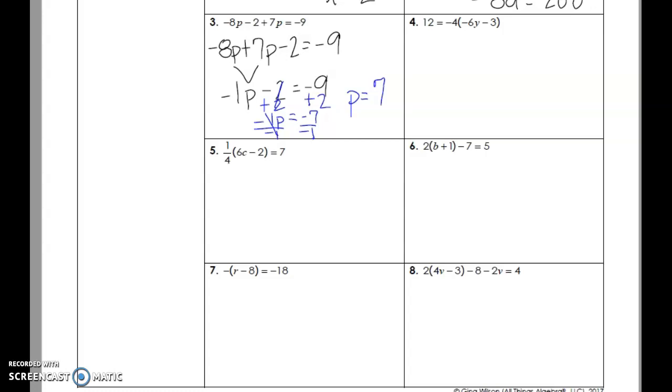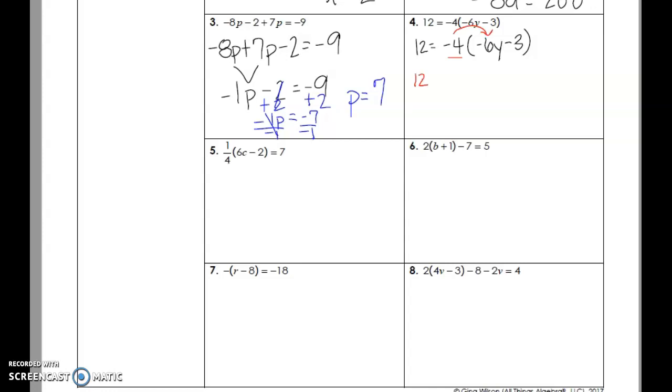Let's look now at number 4. 12 equals negative 4 times negative 6y minus 3. Now we're going to use our distributive property. Remember, you multiply the number or variables outside of your parentheses times everything inside the parentheses. So we're going to distribute negative 4.